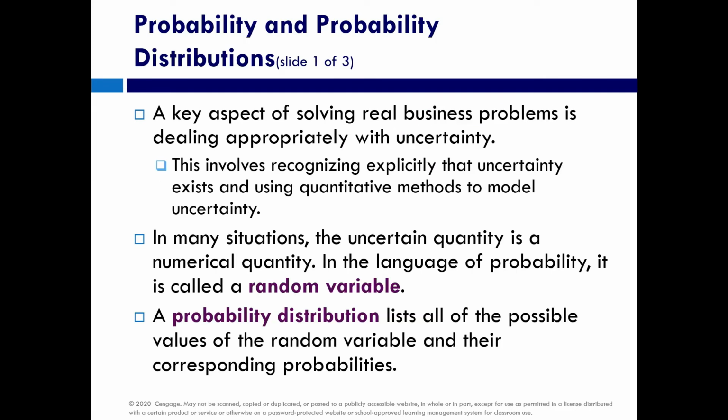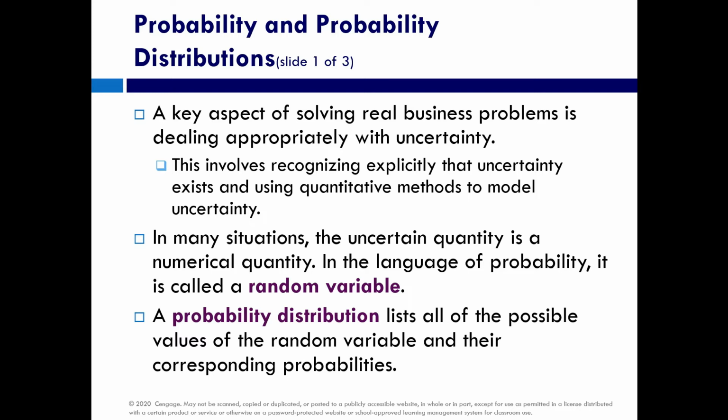Probability and probability distribution. A key aspect of solving real business problems is dealing appropriately with uncertainty. This involves recognizing explicitly that uncertainty exists and using quantitative methods to model uncertainty. In many situations, the uncertain quantity is a numeric value. In the language of probability, it is called a random variable.